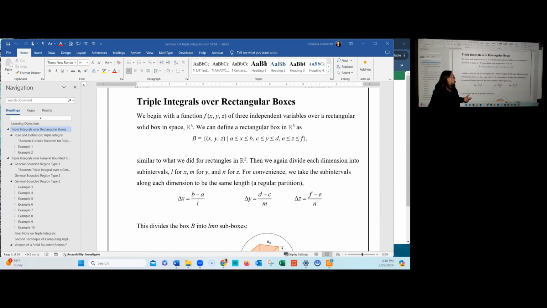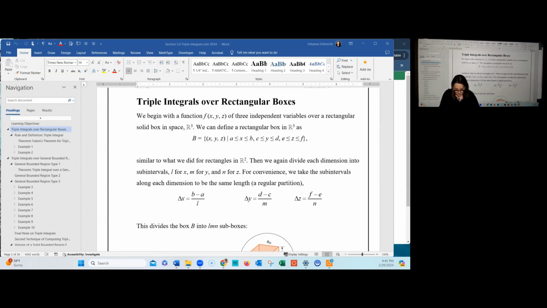Then we're going to do pretty much what we did for rectangles in R2. We're going to again divide each of the dimensions along the x, the y, and the z into subintervals. We'll use the letter L for x, the letter M for y, and the letter N for z. For convenience, we're going to take the subintervals of each dimension to be the same length, a regular partition, though technically this is not necessary for the proof. This gives us delta x is b minus a divided by L, delta y is d minus c divided by m, and delta z is f minus e divided by n.